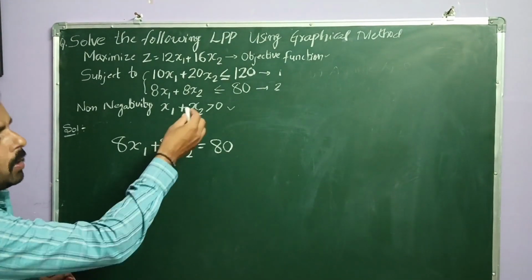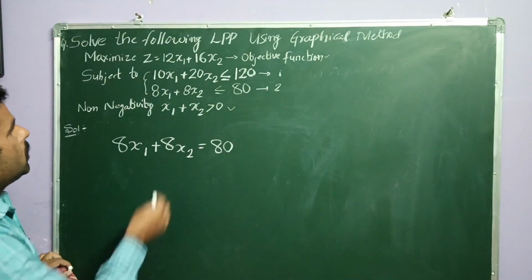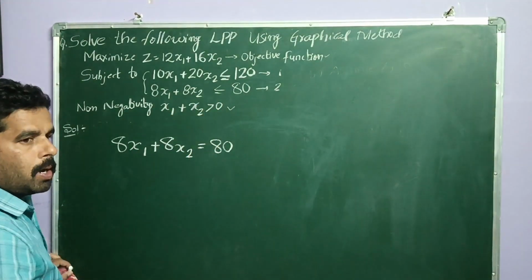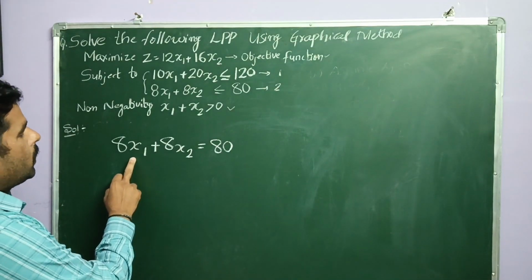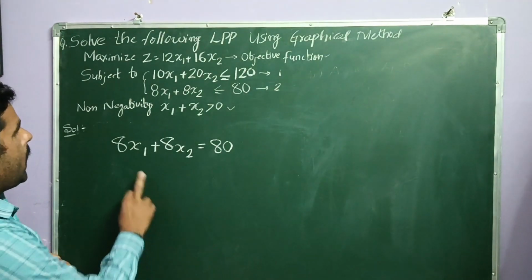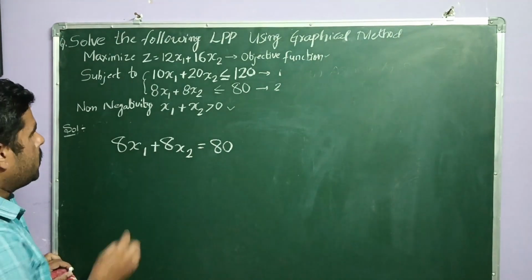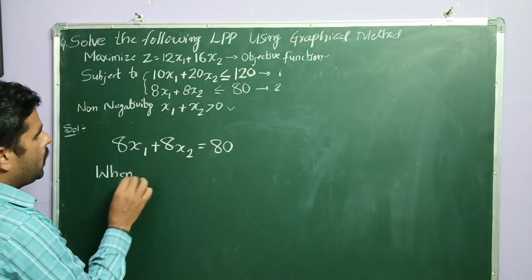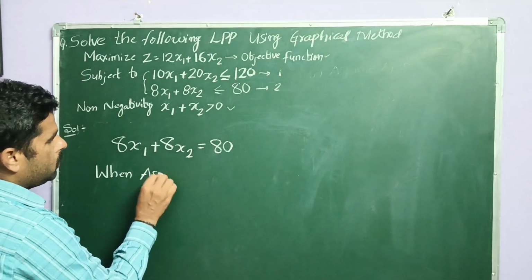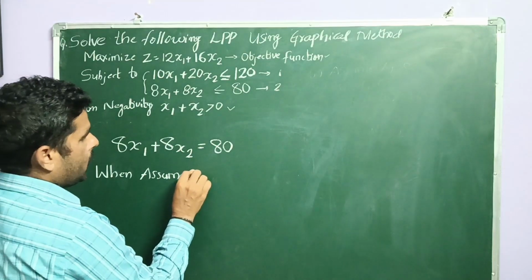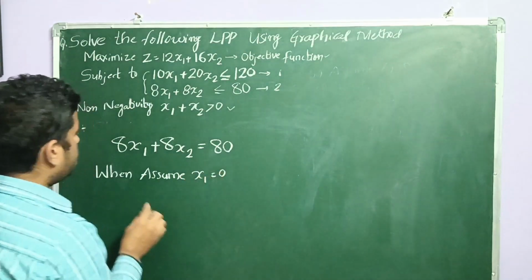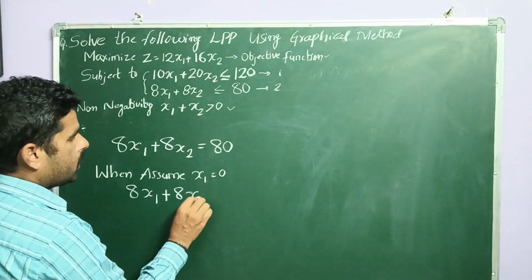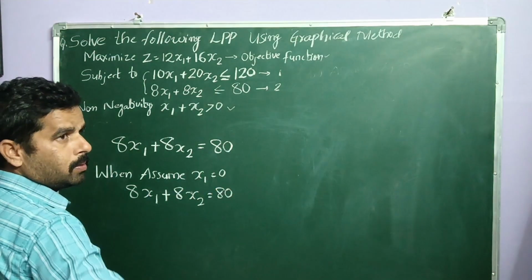Listen here. We are solving equation number 2. Simply I am writing here 8x1 plus 8x2. We will write the equation: 8x1 plus 8x2 is equal to 80. Assume when x1 is equal to 0, then 8x1 plus 8x2 is equal to 80.